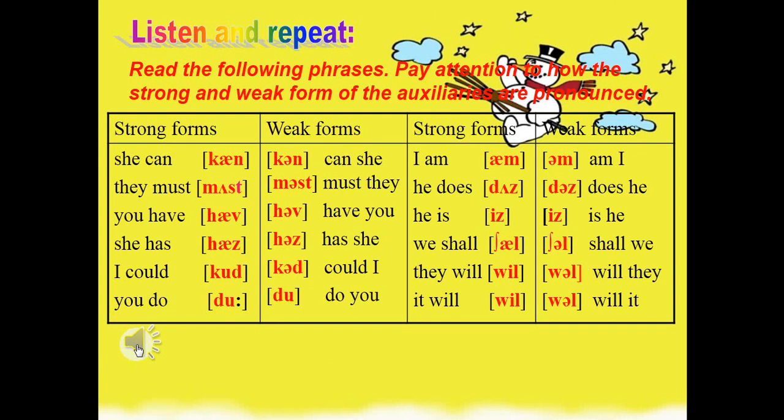Read the following phrases. Pay attention to how the strong and weak forms of the auxiliaries are pronounced. She can. Can she? They must. Must they? You have. Have you? She has. Has she? I could. Could I? You do. Do you?